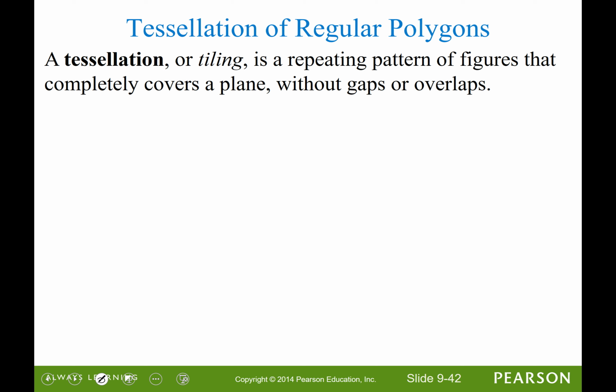Tessellation of a regular polygon. So a tessellation, or a tiling, is a repeated pattern of figures that completely covers a plane without gaps or overlaps. And just think of tiling your floor in the kitchen, let's say. Your kitchen floor is a plane, it's two-dimensional, and if you tiled it with a tessellation, it's a repeating pattern, and you don't want any gaps or overlaps in your tile. So think of a tessellation that way if it helps you.